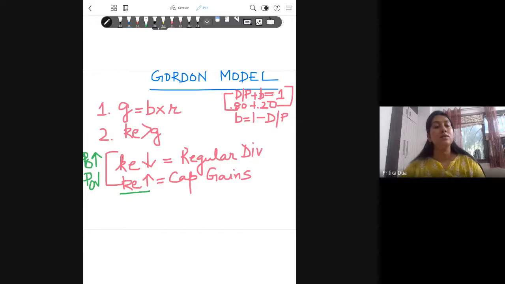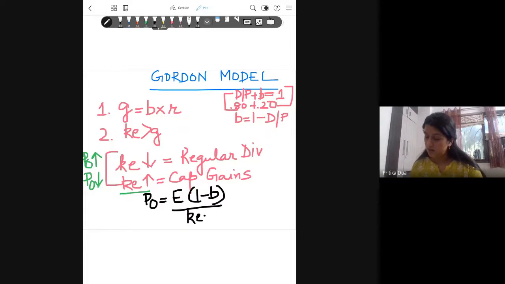So the investors want regular dividends only when that happens they value the firm more and they discount this regular dividend stream at a lower discount rate. Accordingly, the price of the share as per the Gordon model is E into 1 minus B upon KE minus BR, and this BR is nothing but the growth rate of the firm.